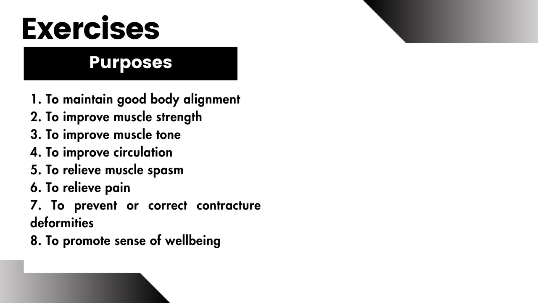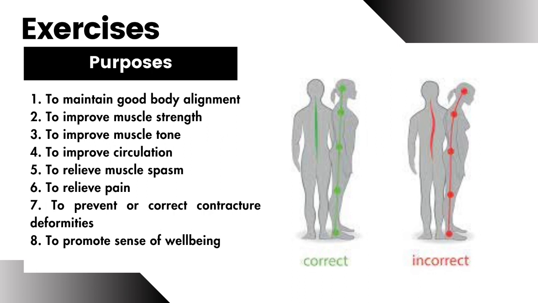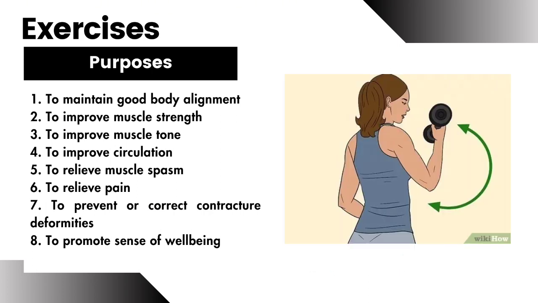These are the purposes of exercise. Number 1, to maintain body alignment. This exercise helps keep the body in proper alignment and posture, which can prevent strain on our muscles and joints. Number 2, to improve muscle strength. By engaging in exercises that target specific muscle groups, individuals can increase their muscle strength over time.